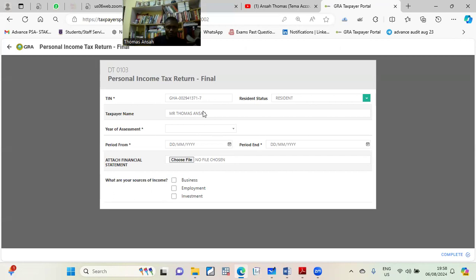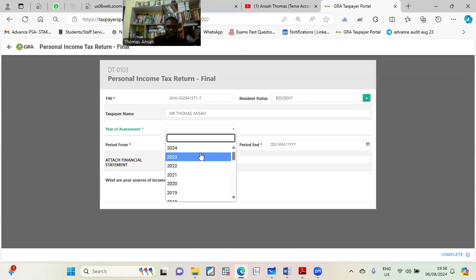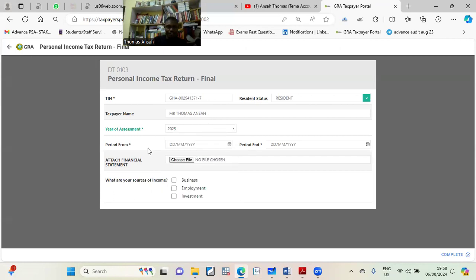Put in your residence, put in your name, year of assessment, you put it there. The period of assessment, you put it there. Now, where do I source my income? We will come to this. Section 101. We will come to this. Now, where do I source my income? If it is business, then immediately I click business.